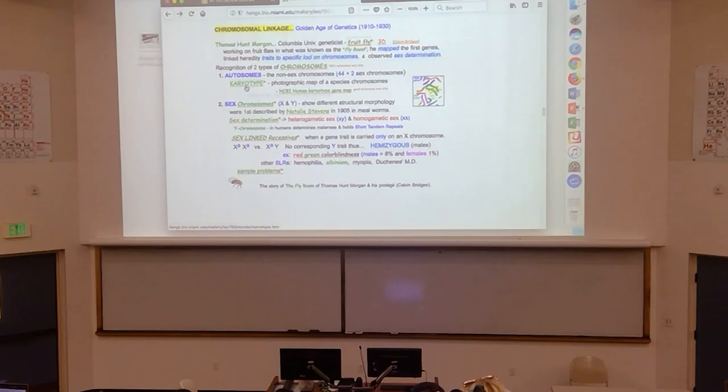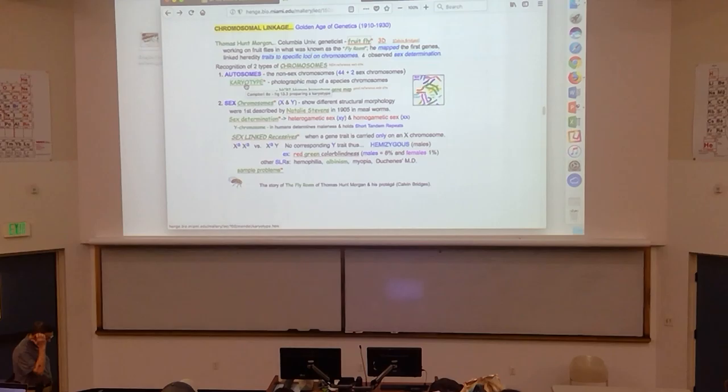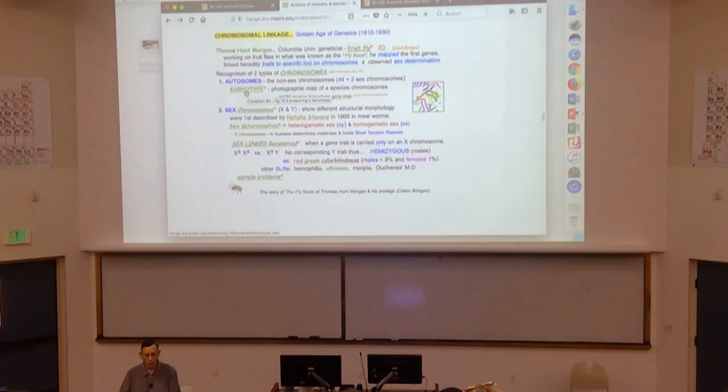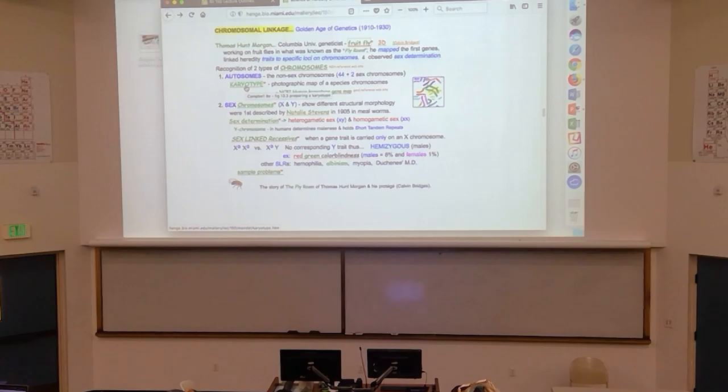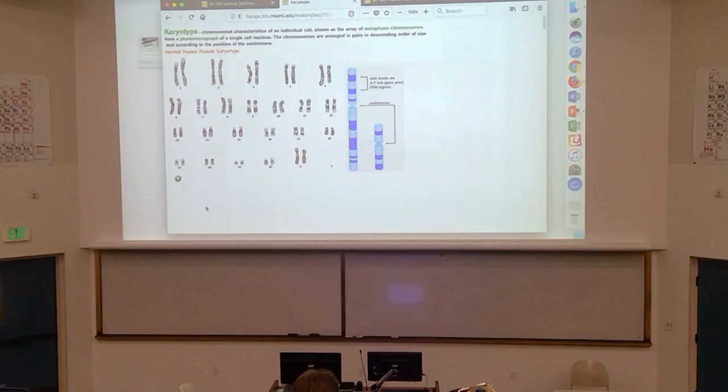And he divides them up into two categories. The sex chromosomes, which are responsible for controlling sex in organisms, and what are called the autosomes, all the other chromosomes of that particular species, however many chromosomes it has. One of the ways we look at the analogy of chromosomes today in terms of their structure is by a device called a karyotype.